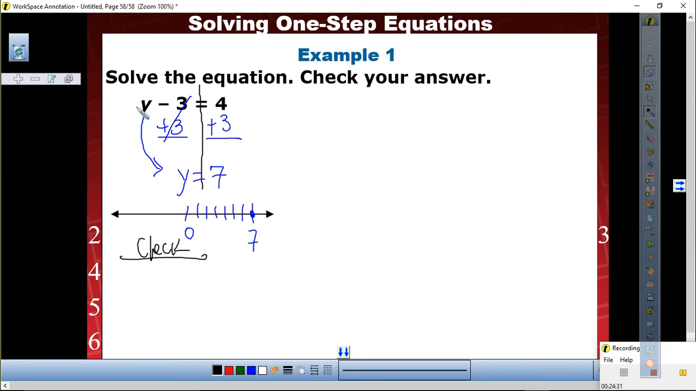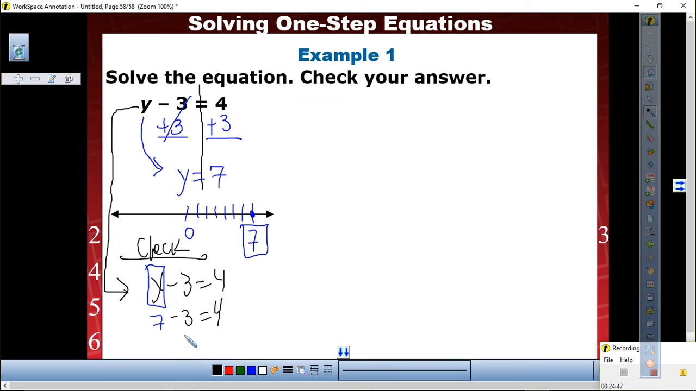So I'm going to write my original equation, this one. I'm going to write it down here. y minus 3 equals 4. But instead of y, what am I going to write? 7. So this is 7 minus 3 equals 4. What is 7 minus 3? 4. Is 4 equal to 4? Yes. And that's how you do those. Okay?